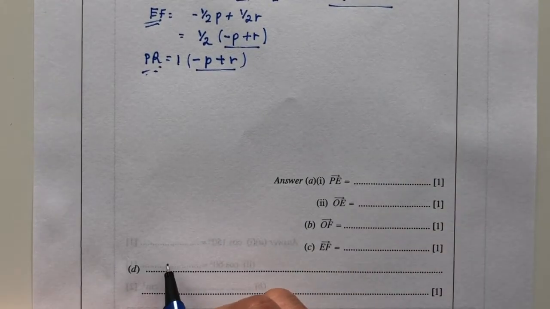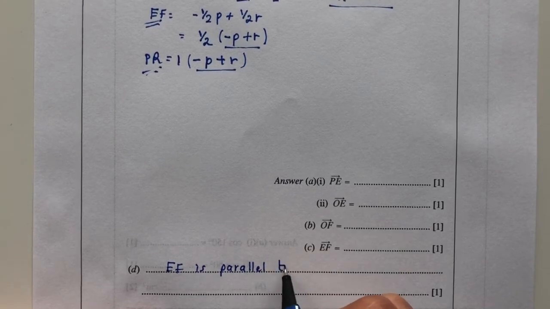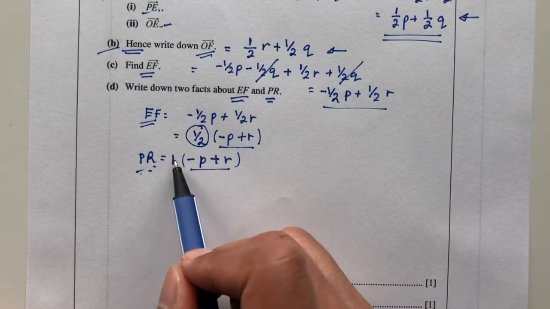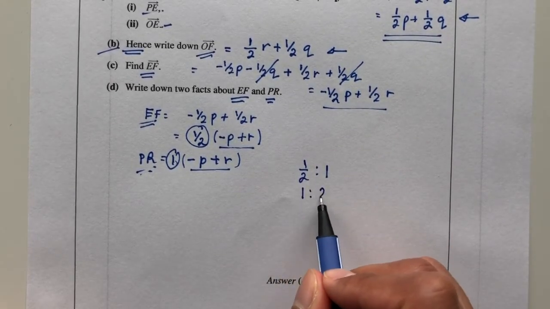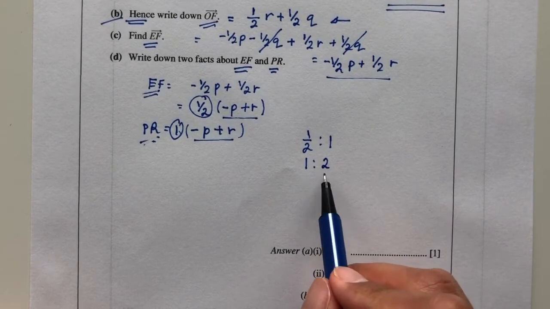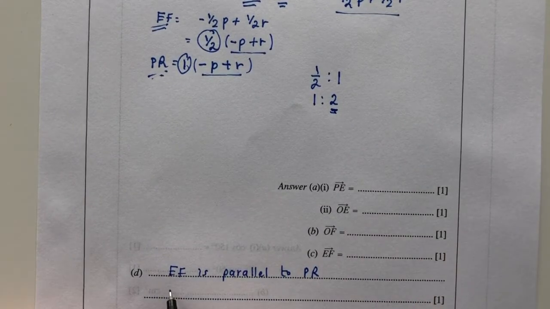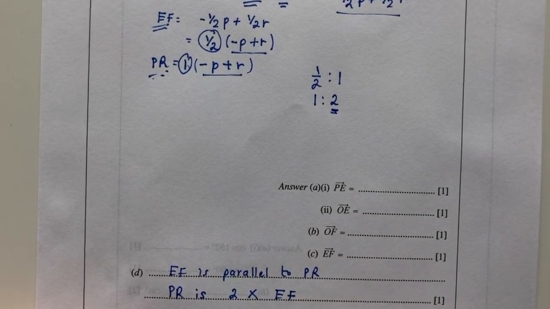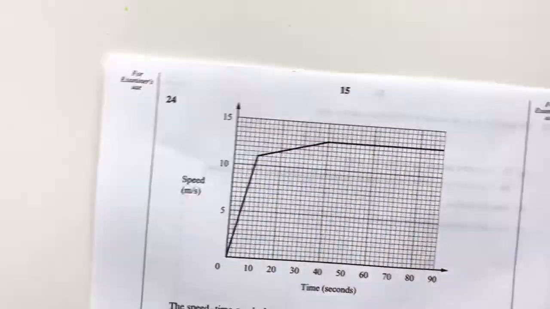So first one is EF is parallel to PR. That's the first one. And then since the ratio, as you can see, it's half to 1. So half to 1. If you multiply by 2, you have 1 to 2. Basically, the length of PR is twice the length of EF. So PR is 2 times EF. Okay, these are two facts about this one. Now let's move on to the next question.